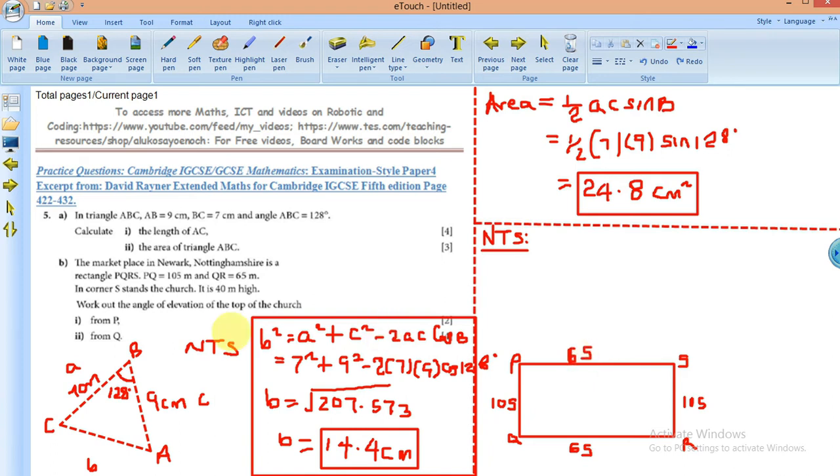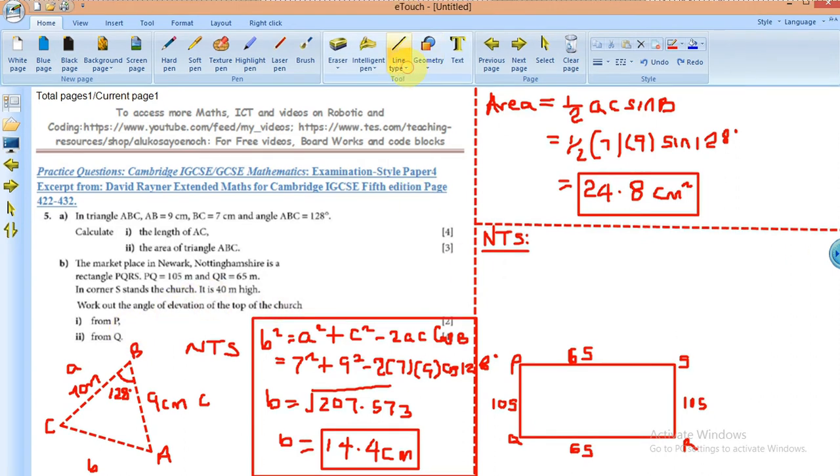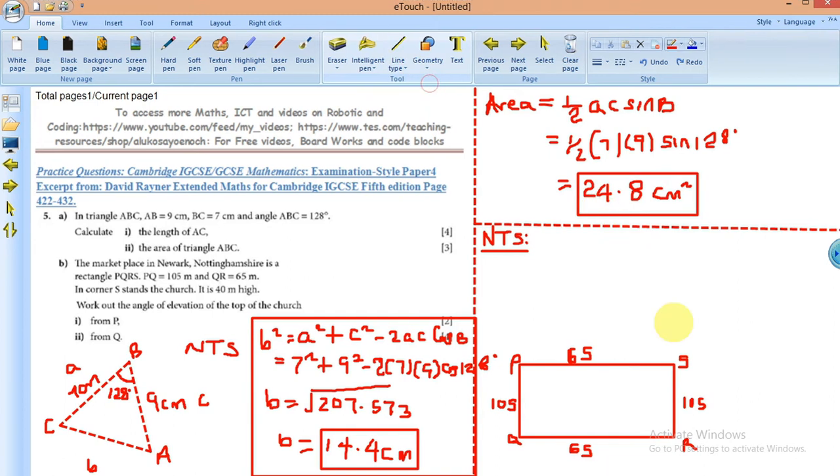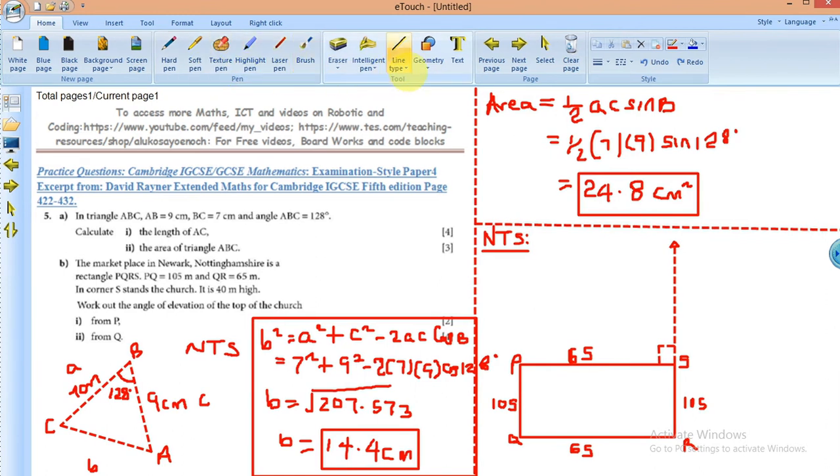Now we're also told that in corner S stands the church. This is corner S, the corner that is 90 degrees, so the angle we put over there is 90 degrees. In this corner S stands the church, and the church is 40 meters high. So this is the top of the church. Let's label it T, guys.